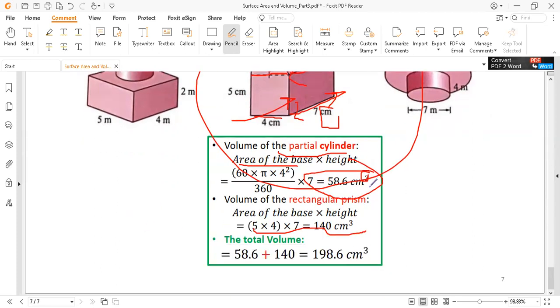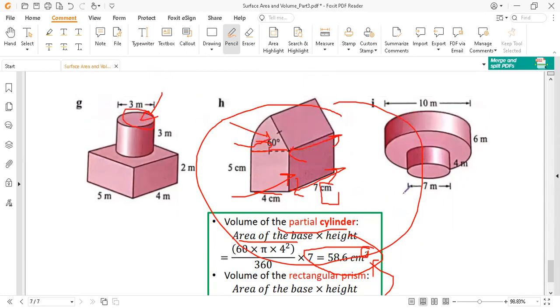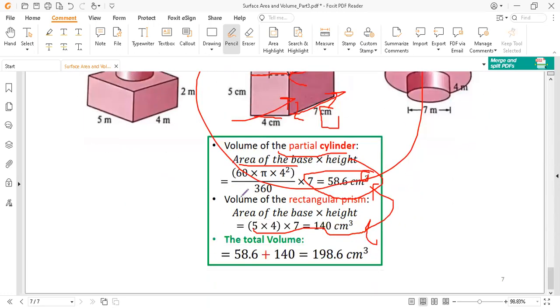And finally, we want to add these two measures to obtain the total volume, 198.6 centimeters cubed. Here we add because we don't have any empty region. So it is all about adding these two volumes.